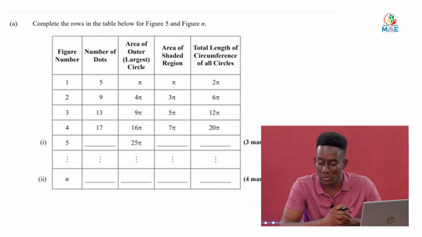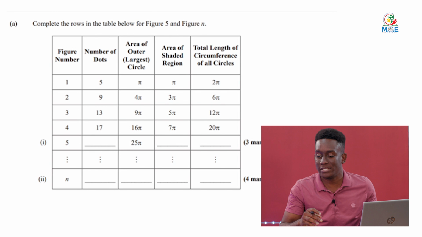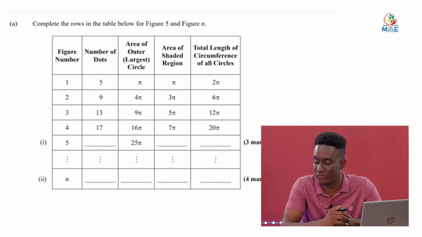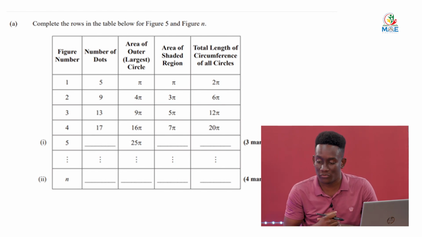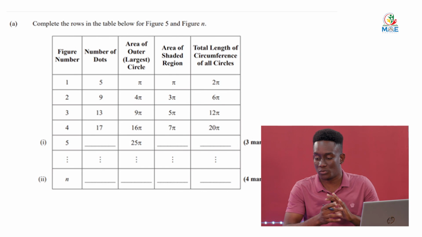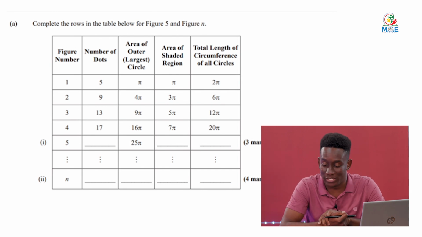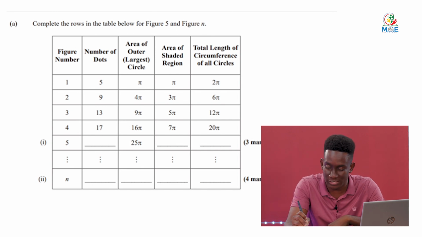For figure 3, we have the number of dots 13, the area of the outer larger circle will be 9 pi, the area of the shaded region will be 5 pi, and the total length of the circumference of all circles will be 12 pi. So we kind of see a pattern here. So let's go to figure 5. Let's see how we can move from this here to this here and see if it will work for all the rest.